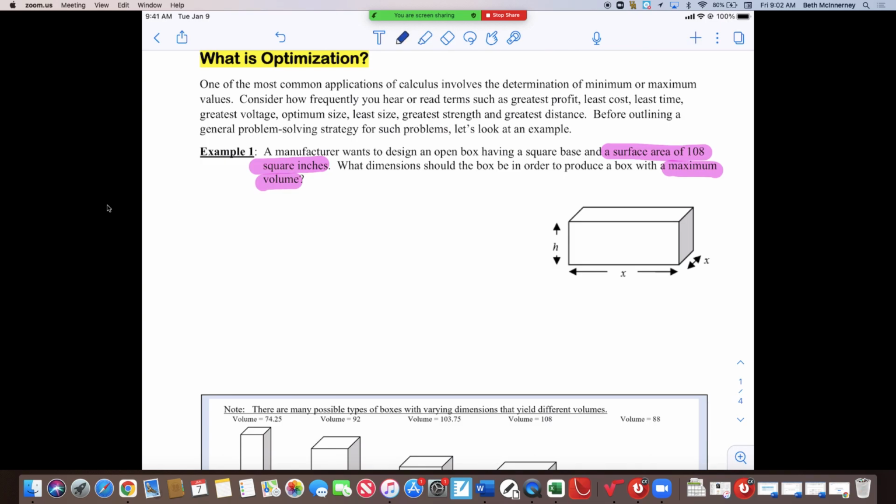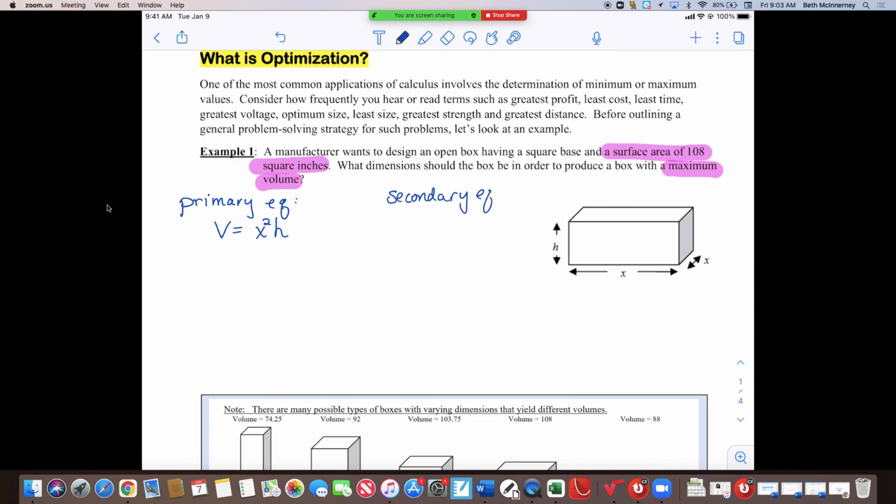So I'm going to write it like this. So my primary equation, I'm trying to find a maximum volume. Well, the volume of this open box would be, based on how I drew it, x squared, that's the area of the base, times the height. That's my primary equation.